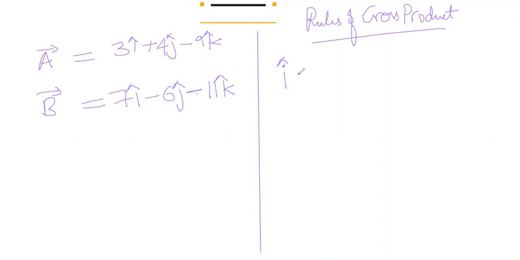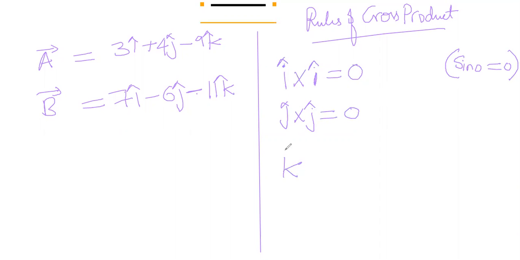Okay. I cap cross I cap is equal to 0. There I cap dot I cap was 1, right? Here it is 0. Why? The reason is this. Sine 0 is 0, right? There cos 0 was 1, but here sine 0 is 0. Similarly, j cap cross with itself is again 0, and k cap cross with itself is also 0. The reason is sine 0 is 0. This is the starting rule.